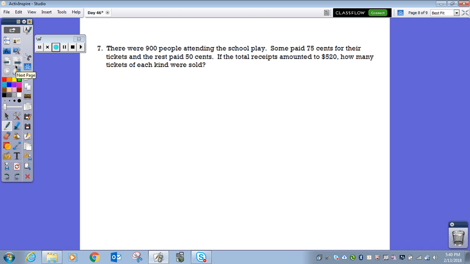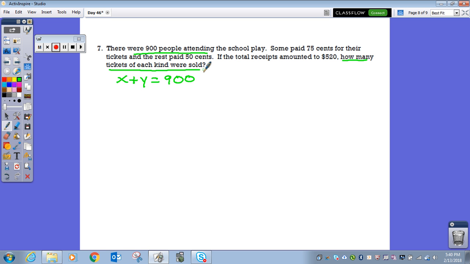All right, so again, there are 900 total people attending this school play. And so one of my equations here is going to be x plus y is equal to 900. We don't know how many of each type of ticket is sold, and that's what the question asks me: how many tickets of each kind were sold? There were 75-cent tickets and there were 50-cent tickets.